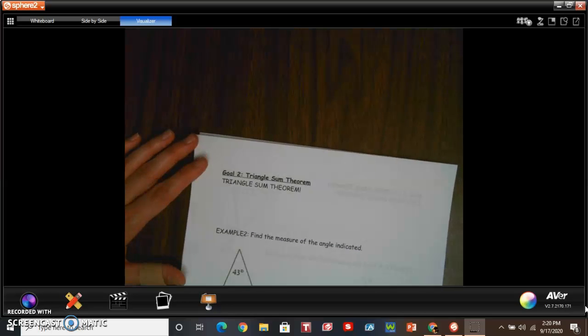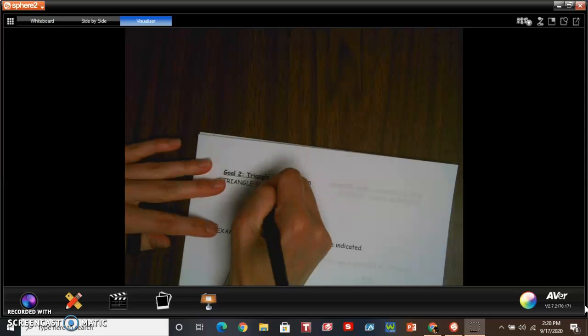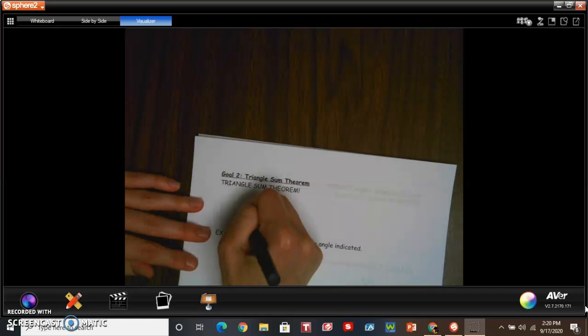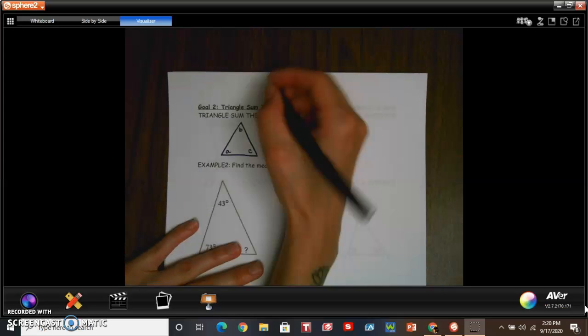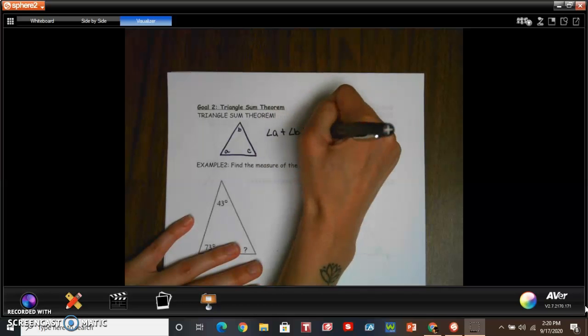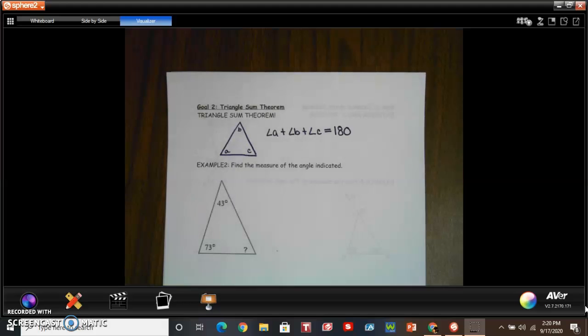All right, goal number 2, the triangle sum theorem. What the triangle sum theorem tells us is that when we have a triangle made up of 3 angles, angle A, B, C on the inside of the triangle, the triangle sum theorem tells us that angle A plus angle B plus angle C equals 180. So all 3 of the angles inside a triangle will forever and always equal 180.